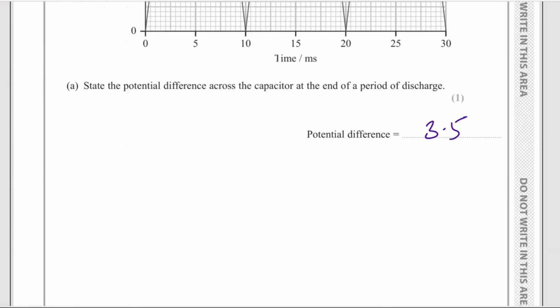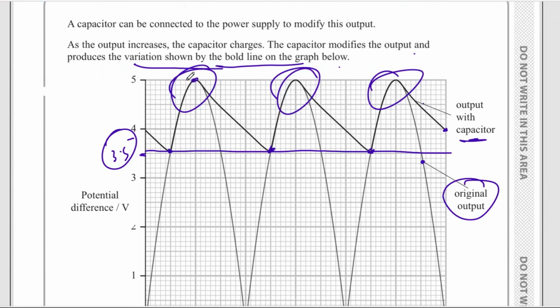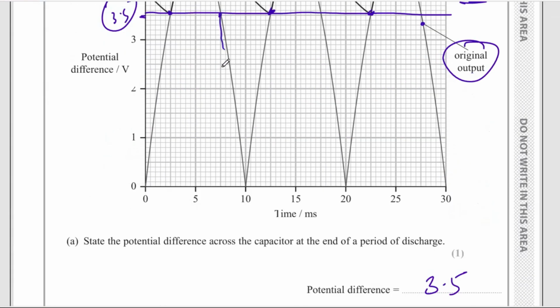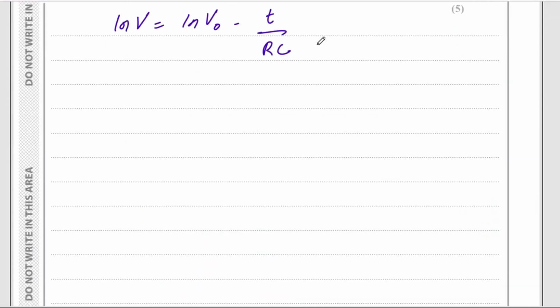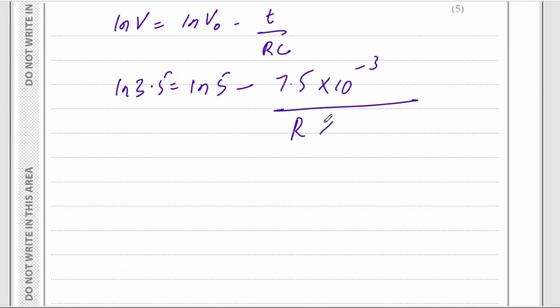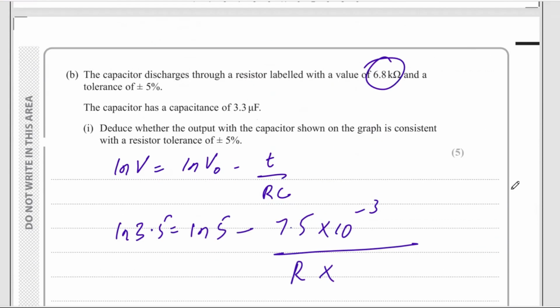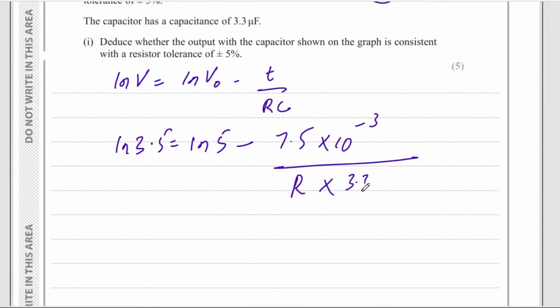So if you go back to the graph, the maximum value of voltage one can have is 5. I'm taking this as a cycle, right? And you can see that it drops to, this is where it discharges, and that is going to be something like 7.5 milliseconds. So I've got the time, and this voltage is going to be 3.5. So log V is going to be log 3.5. Log V naught is going to be log 5, minus t, 7.5 milliseconds, divided by the resistance times the capacitance, which is 3.3 microfarad. So I've plugged these values in.